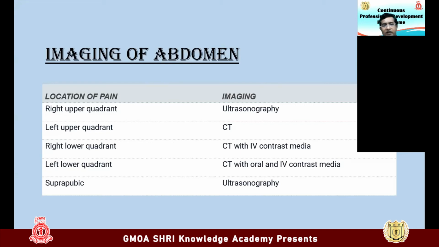So in areas where the bowel is there, it's better to do a CT scan. For example, left upper quadrant and left lower quadrant. So depending on the pathological process, we can add contrast, either IV or oral contrast, for you to have a proper assessment of the underlying pathology. In the suprapubic region, we know the bladder and uterus kind of organs are there. So ultrasonography is helpful for you to have a reasonable understanding about the patient.